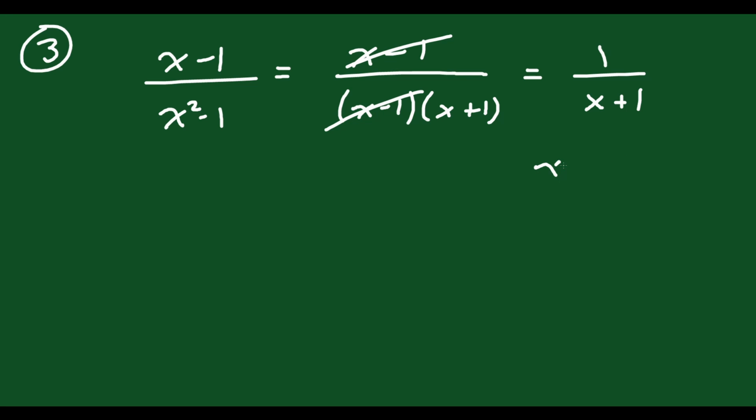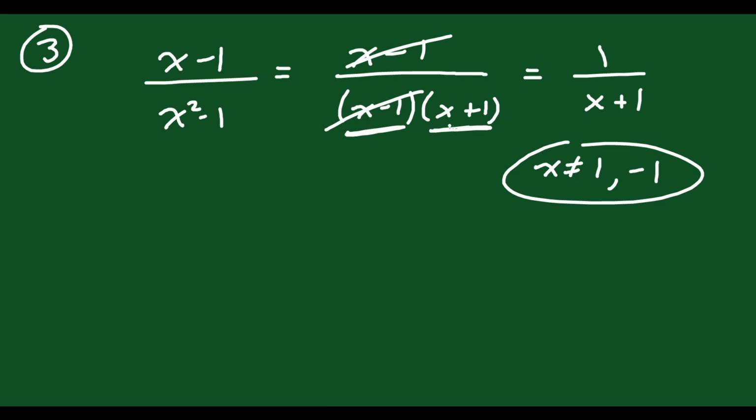And then you state your restrictions, right? X cannot equal 1 or negative 1. You have both of those restrictions. Okay? And that's because of these brackets here. If x is equal to negative 1 or 1, that would become 0, and that is not okay.